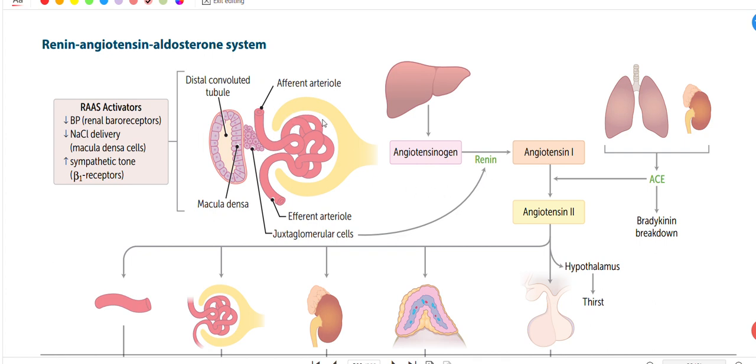In the afferent arteriole, blood comes into the glomerulus and goes to the efferent arteriole. So BP is coming less, and these cells secrete renin. Renin goes in the blood and goes to the liver, where there's angiotensinogen, and it converts angiotensinogen to angiotensin 1. Now renin has done its job in making angiotensin 1.